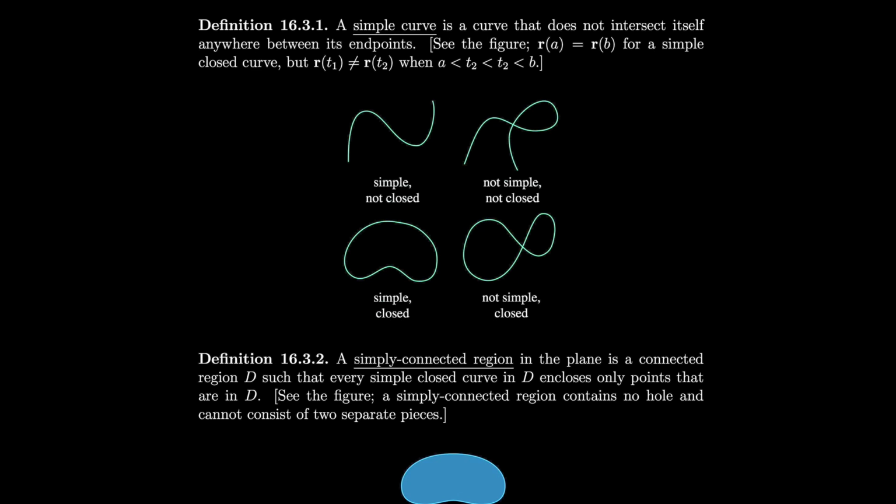So in order to talk about that converse, we have to say what it means to have a simple curve, and that's a curve that does not intersect itself anywhere between its endpoints. So here we are simple, here we are not simple because it intersects. This one's not closed because it doesn't start and end in the same place, but this one is. And this one is not simple and not closed because it twists over here in the middle.